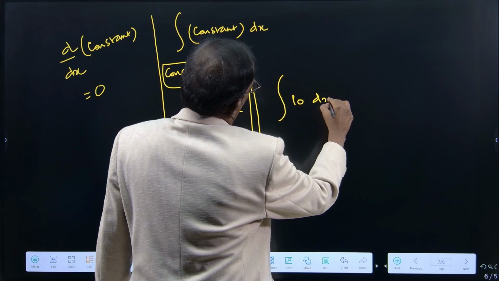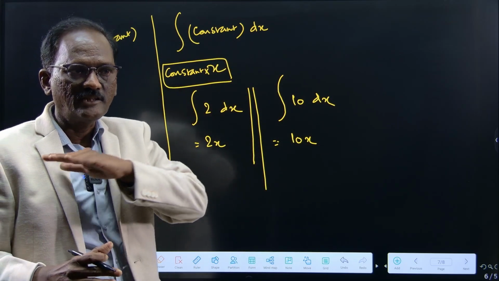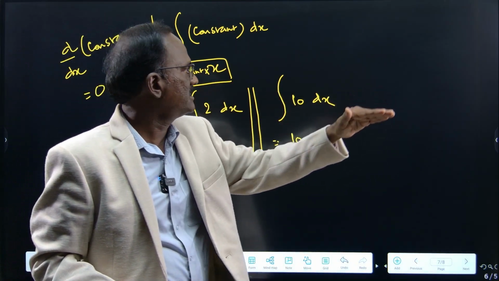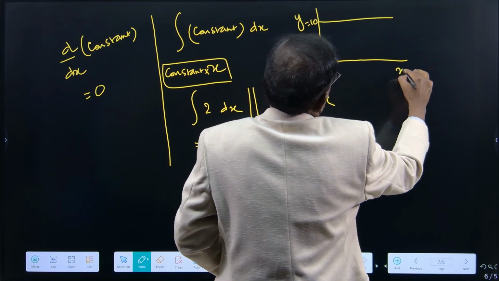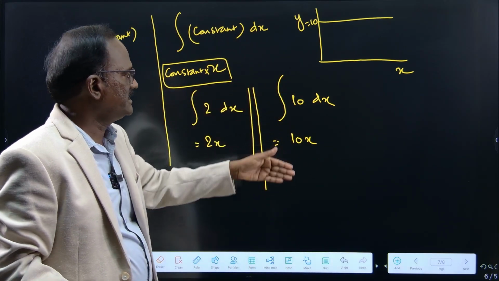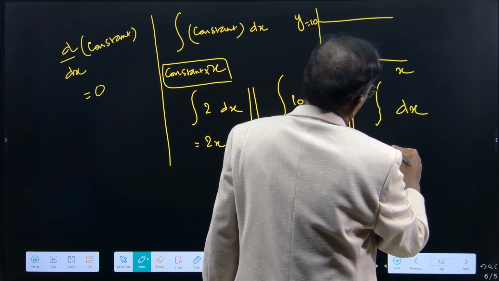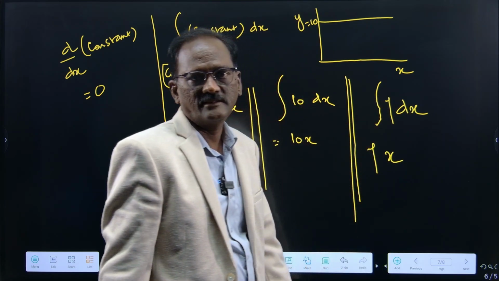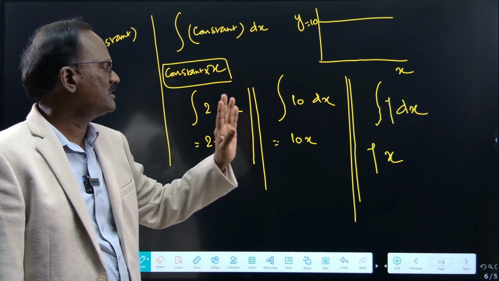Integral of 10 dx is equal to 10x, because this is the area under the curve. Assume one rectangle, the constant is 2, this side is x, 2 into x. Constant is 10, y is equal to 10, this is x, so the area is 10 into x, right? So here, constant into x. If you have simply dx, the answer will be x only, because here 1 is available, 1 into x, right? So the 2 points I have taught you: polynomial function without constant and with constant.